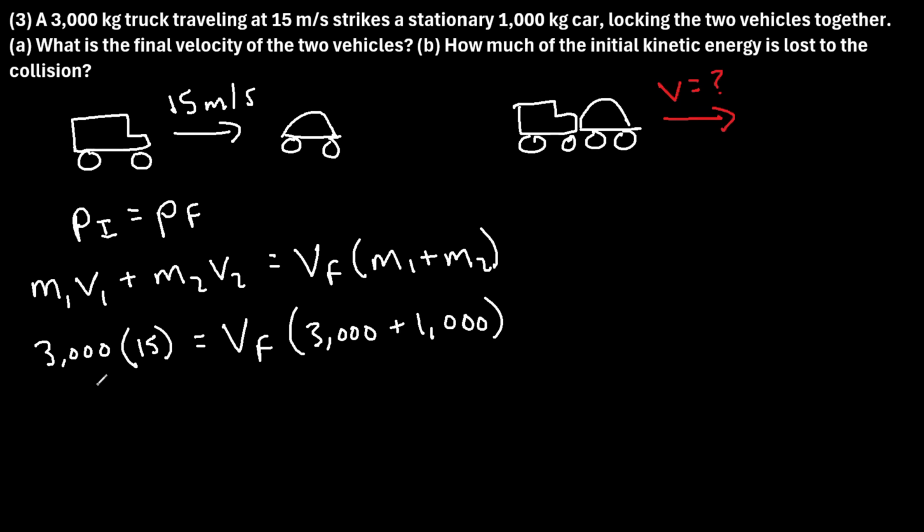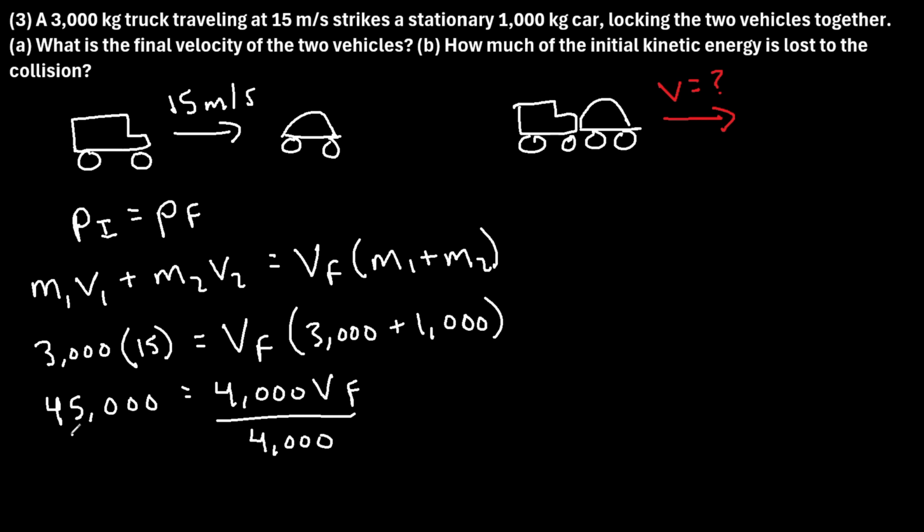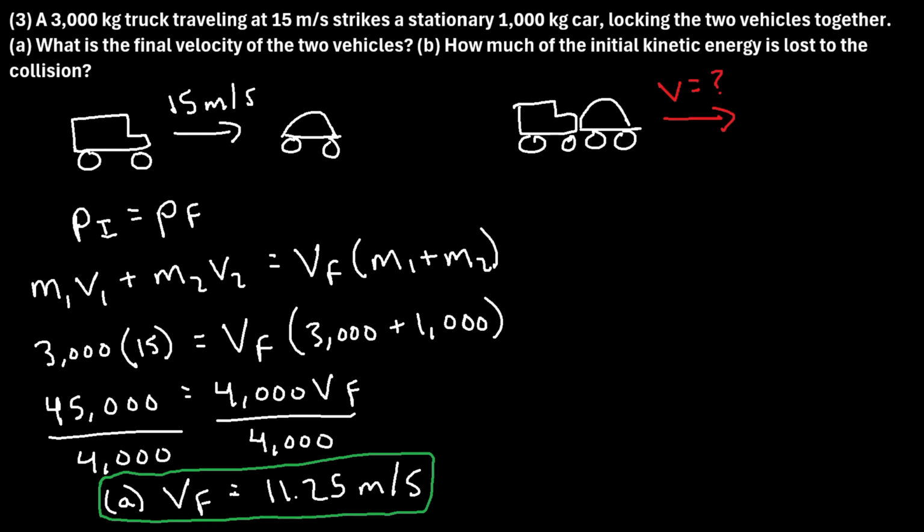So if we solve for v sub f, let's see what we get. On this left-hand side, we end up with 45,000 is equal to 4,000 times the final velocity. To solve for final velocity, we'll divide both sides by 4,000. And we'll find that the final velocity is equal to 45,000 divided by 4,000. That comes out to 11.25. And we're talking about velocity, so we'll say meters per second. So this is our answer for part A. So that's the final velocity of the two cars when they're locked together.